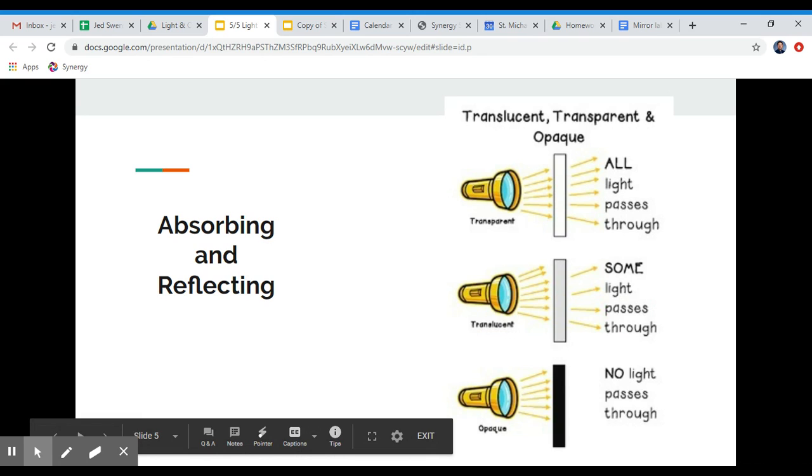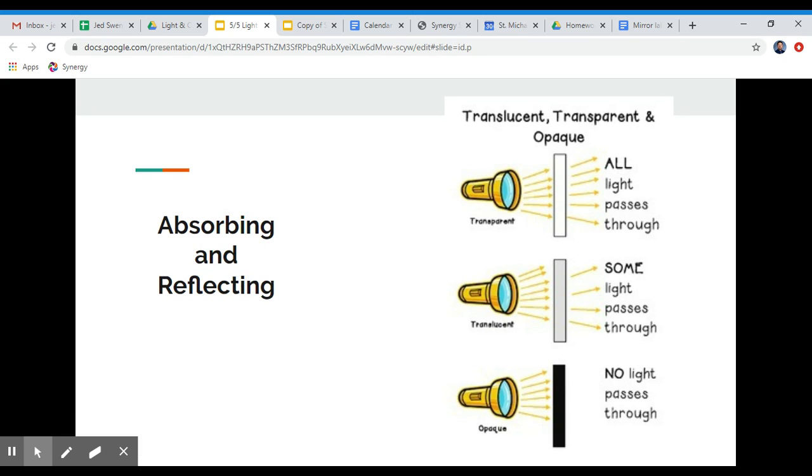Okay. Just some more terminology when we're talking about light within the ray model. There are a few different kinds of materials that we'll deal with: transparent, translucent, and opaque. Depending on what kind of material the object is, that will determine what the light does and how the light interacts with that material.